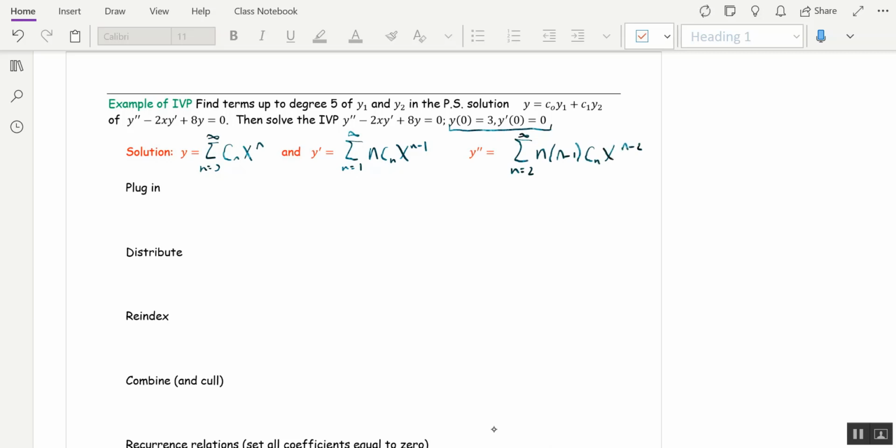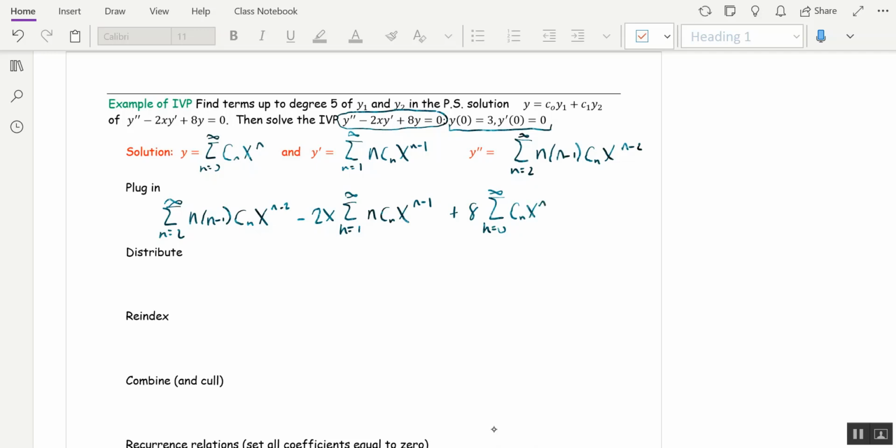Now we plug in. So we're plugging into this differential equation. Y double prime, sum, n equals 2 to infinity, n minus 1, cn x to the n minus 2. And then I'll have minus 2x times y prime, which is 1 to infinity, n cn x to the n minus 1. And then plus 8y, which is sum n equals 0 to infinity of cn x to the n. That equals 0. Don't forget your equals 0.